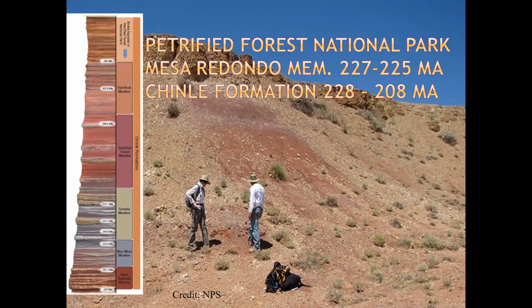So this is the strata in the Chinle Formation. You can see that there's the Mesa Redondo member, then the Blue Mesa member, Sonsela member, Petrified Forest member, and each of these has a date range. For example, the Petrified Forest member is 213 to 210, and then the Owl Rock member is more recent. And so each of these formations is actually beautiful colors left behind at Petrified Forest National Park.